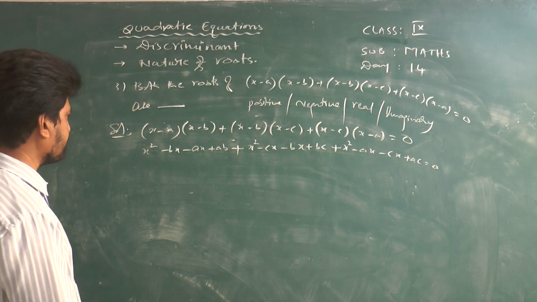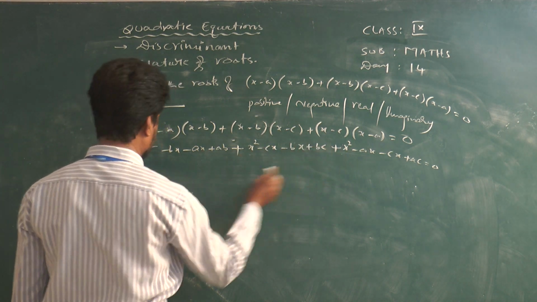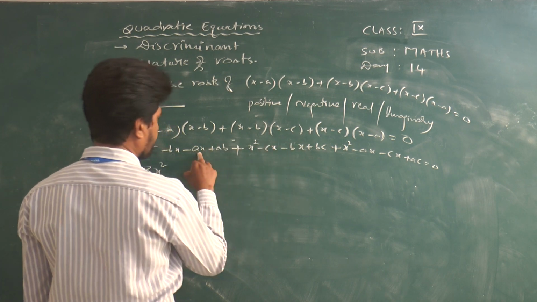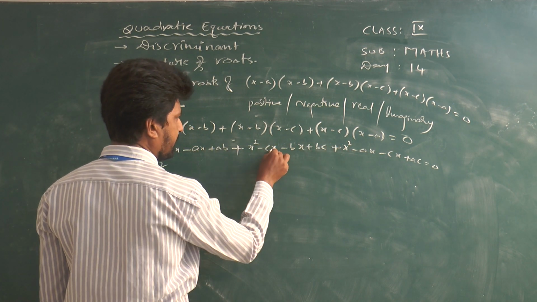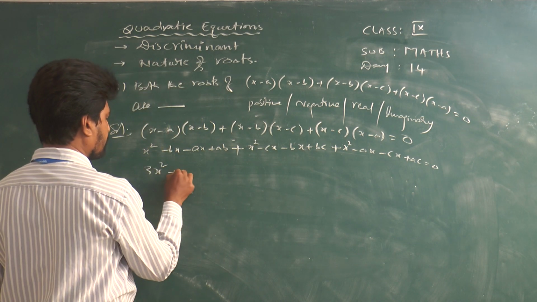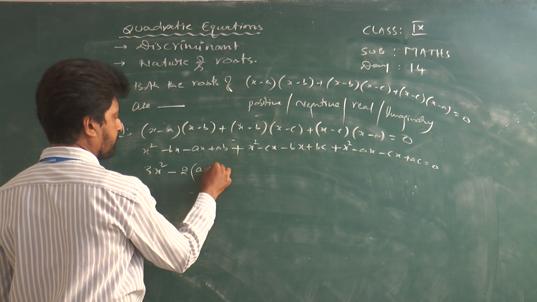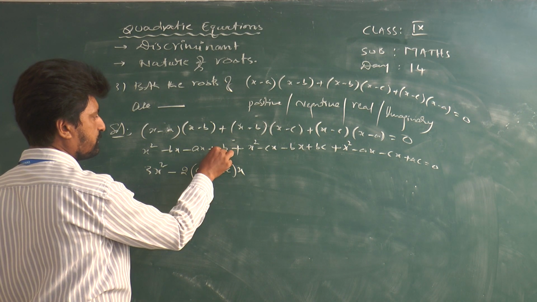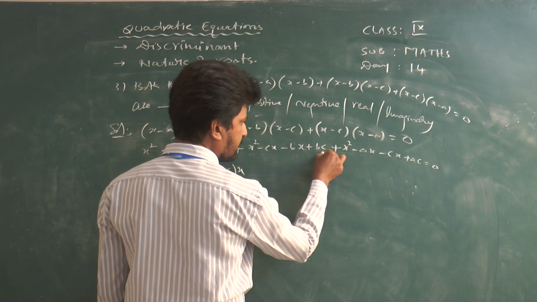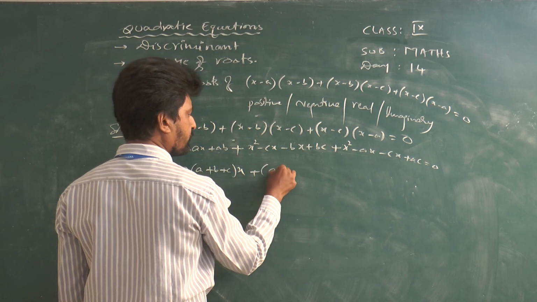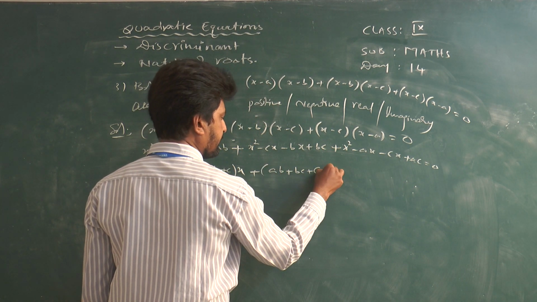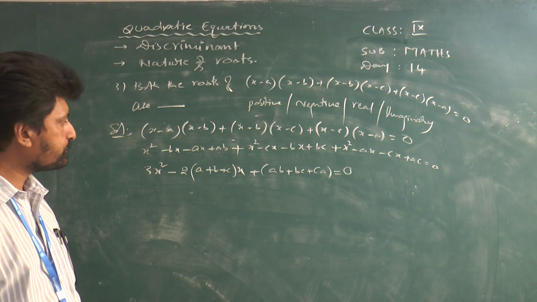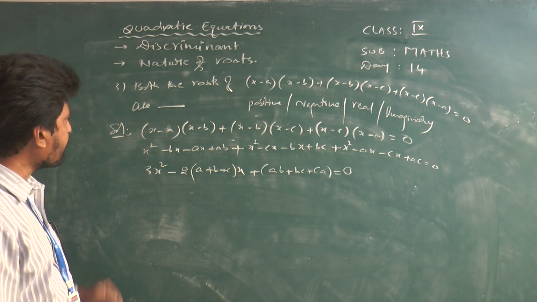Now in each term we are getting x square, so 3x square. We have minus bx twice, minus ax twice, minus cx also twice. Now if we simplify, we can write minus 2(a plus b plus c) into x. Next, what are the constant terms? ab, bc and ac. Then plus (ab plus bc plus ca) is equal to 0. That means if we simplify, we are getting the quadratic equation completely.